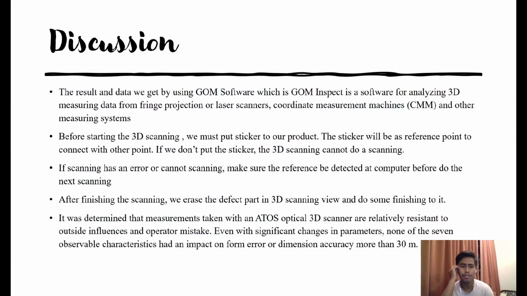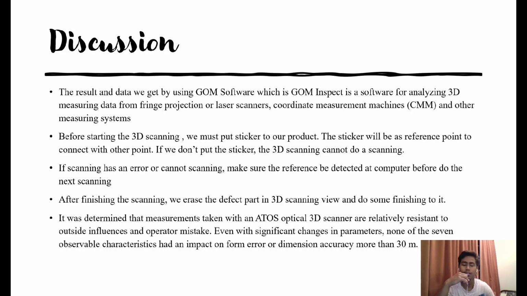The results and data we get are by using GOM software. GOM Inspect is software for analyzing 3D measured data from the scanner, coordinate measurement machine and other measuring systems. Before starting 3D scanning, we must put stickers on our product. The stickers will be reference points to connect each point. If we don't put the stickers, the 3D scanner cannot do a scan.